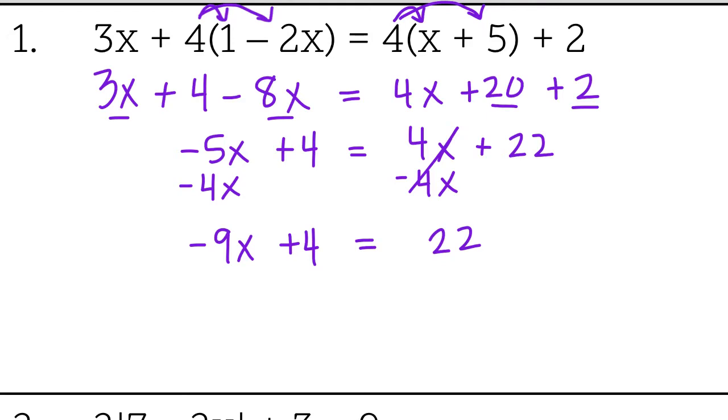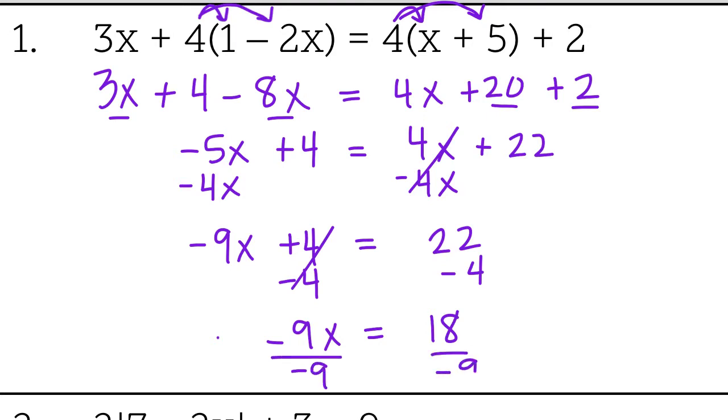Now our job is to get that x by itself, so subtract 4 so it can cancel. Negative 9x equals 18. Divide by negative 9, and I get that x equals negative 2.